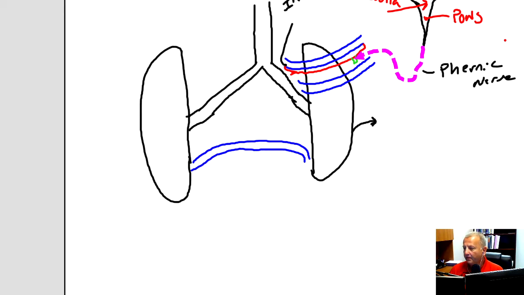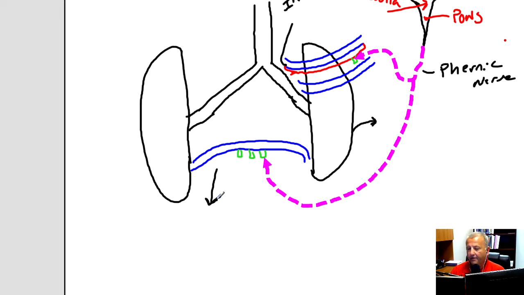Okay. So our diaphragm is going to receive a message too, but we got to have a way to receive it. So here's a receiver. All right, so via the phrenic nerve again, via the phrenic nerve, it's going to receive a stimulus, and it's going to tell the diaphragm to contract downward. Okay, so it's going to contract down.